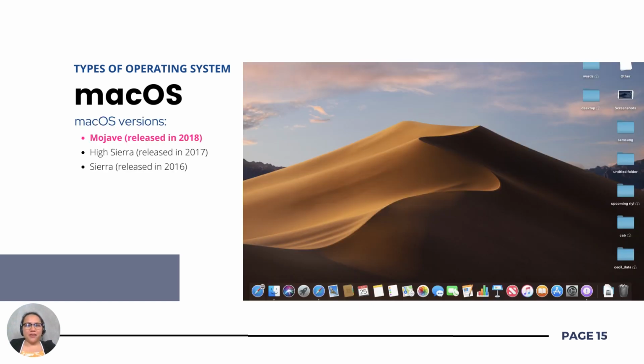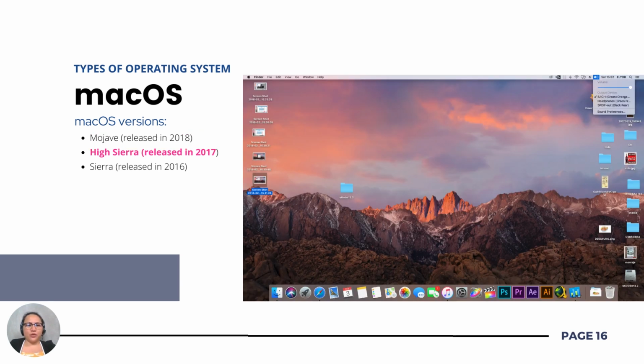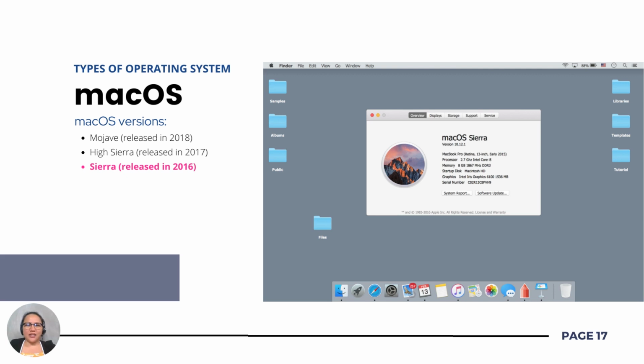Some of the specific versions of Mac OS include Mojave, if I pronounce it right, which was released in 2018, and that is the graphical user interface of that version. We have also High Sierra, which was released in 2017, and Sierra that was released in 2016. So yun yung mga latest versions naman ng Mac OS or Macintosh OS.